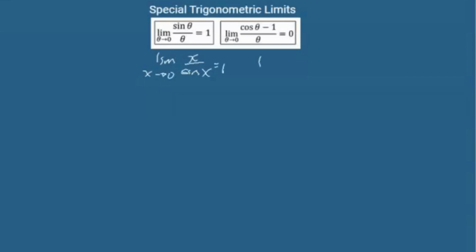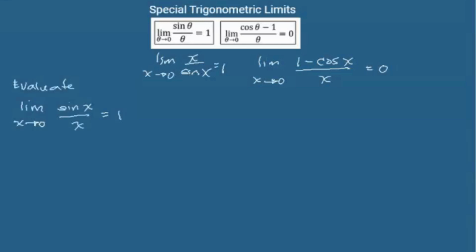And for the other one, we can also express this as the limit of 1 minus cosine x over x as x approaches 0 is still equal to 0. So let's try to evaluate these limits, special limits.